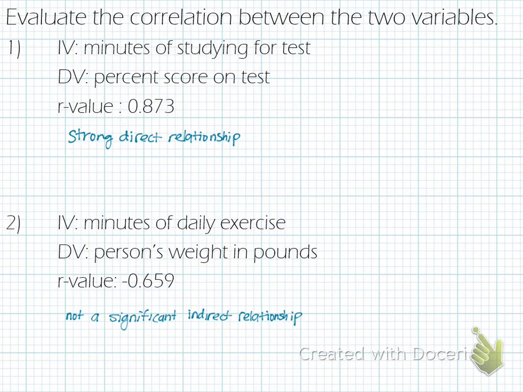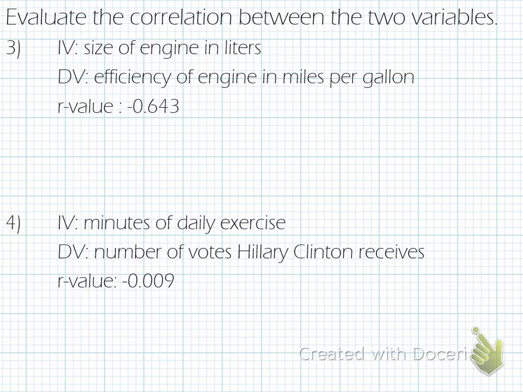So let's have you talk right now, 1s till 2s. Continuing on number 3. Ready? I only want you to think right now. Do not talk. Here we go. Number 3. Your independent variable is the size of the engine. Dependent variable, efficiency of engine in miles per gallon. The R value is negative 0.643. Think right now for 15 seconds what your answer would be. Think about the R value, what kind of relationship it's going to be.